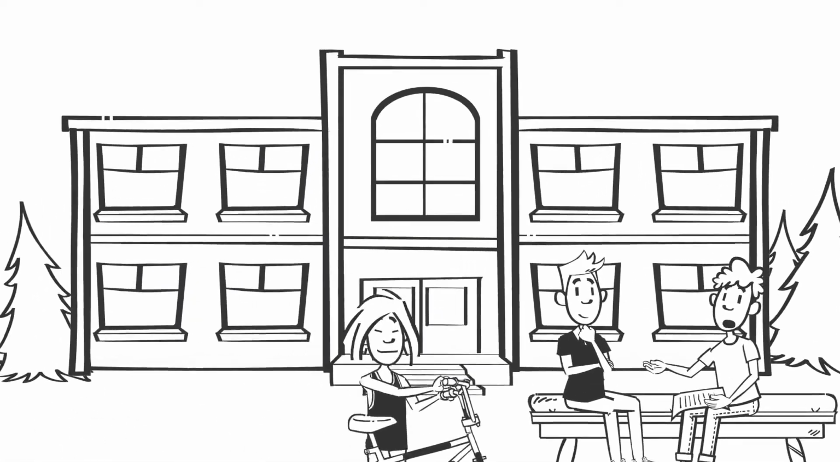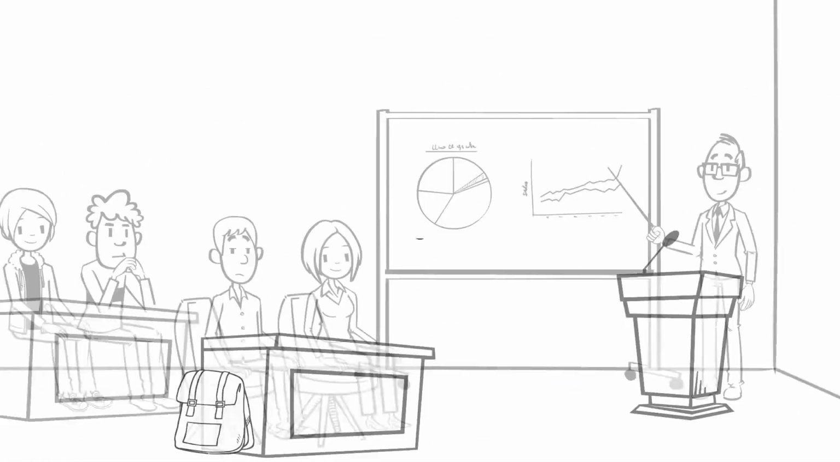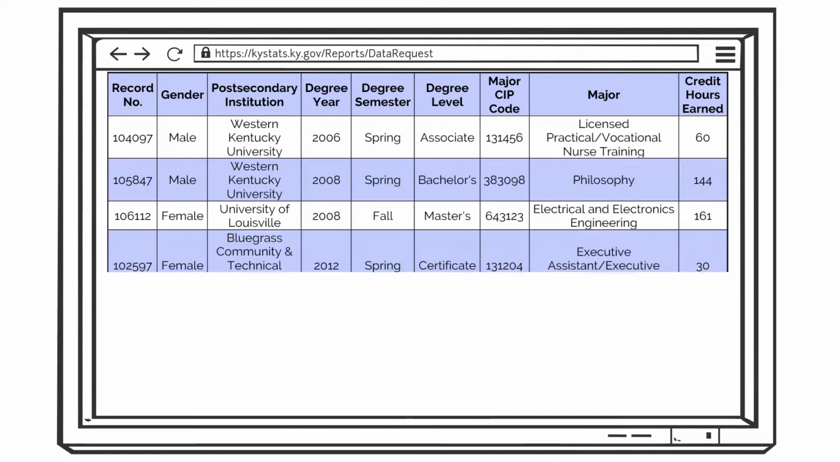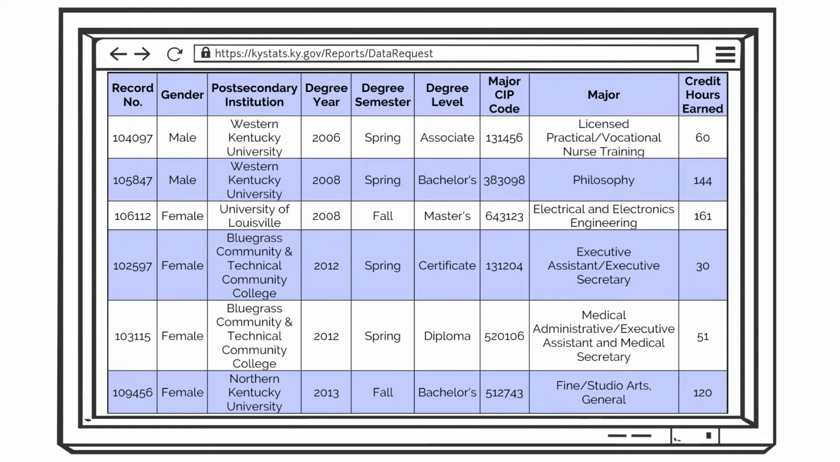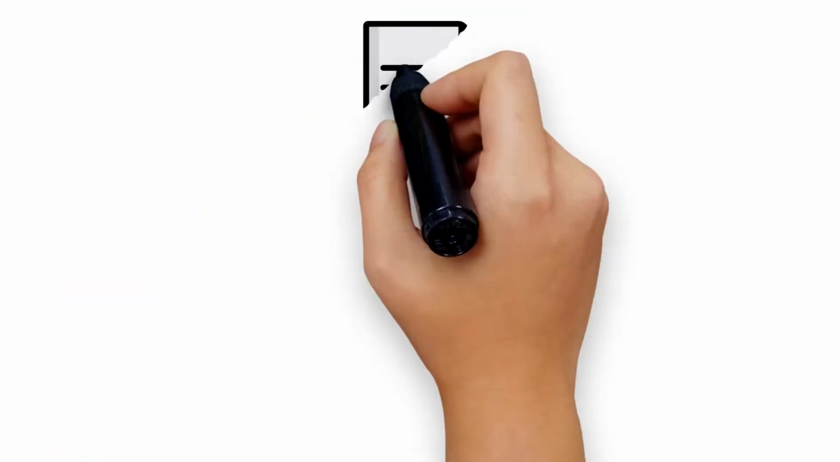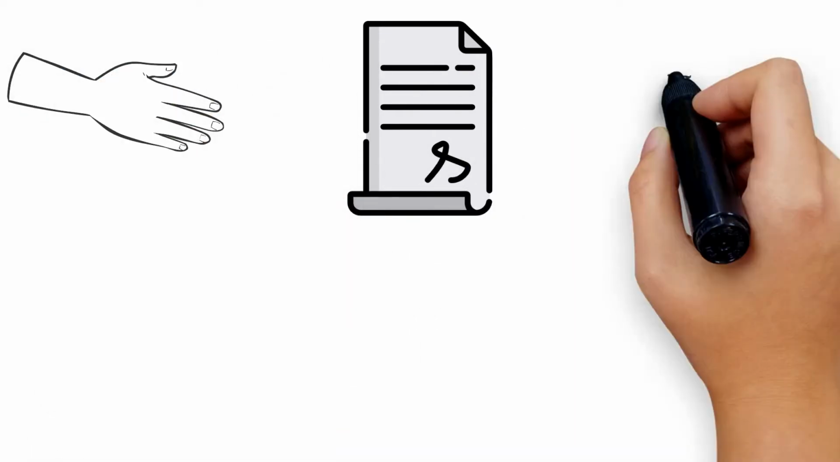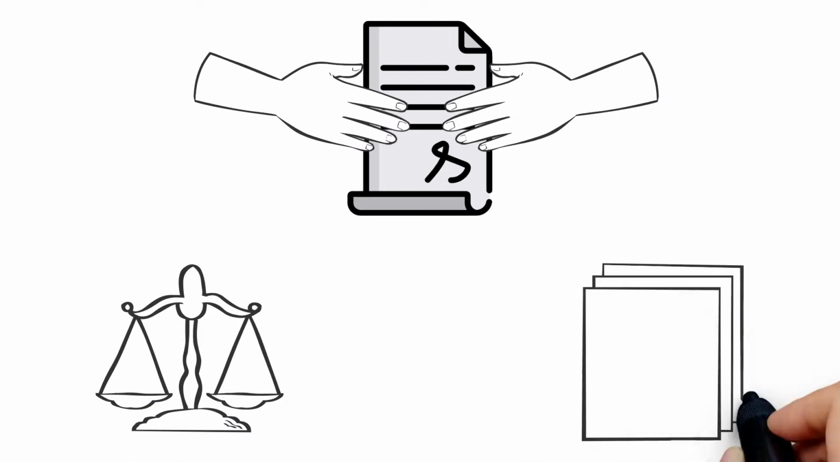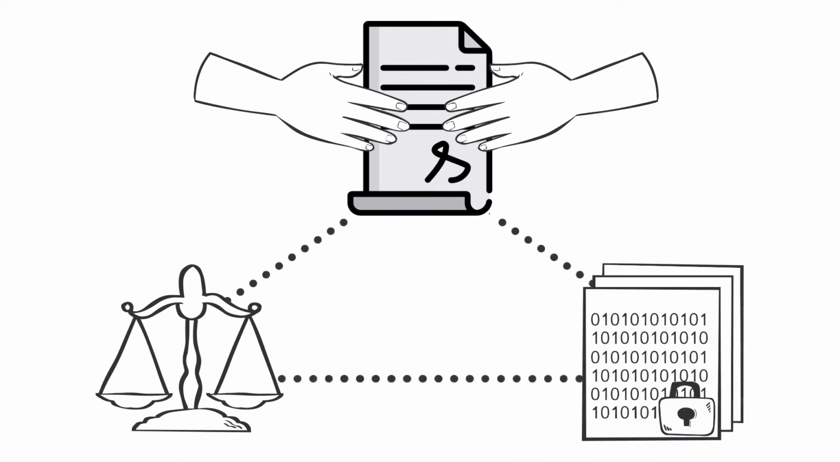Individual level data can provide information about where an individual attended college, courses in which they were enrolled, and the degree they earned. Here's an example of the output from an individual level data request. In order to receive individual level data, requesters must complete a data sharing agreement. A data sharing agreement will ensure data security and privacy in accordance with state and federal laws, such as FERPA. KYStats will initiate the data sharing agreement after the data request form is completed. An individual level data request and agreement could take up to 4 months to complete.